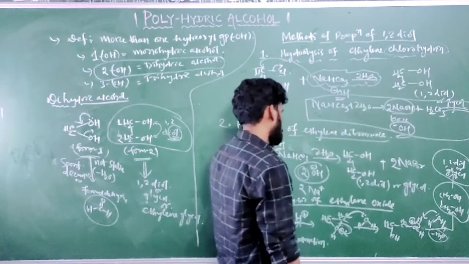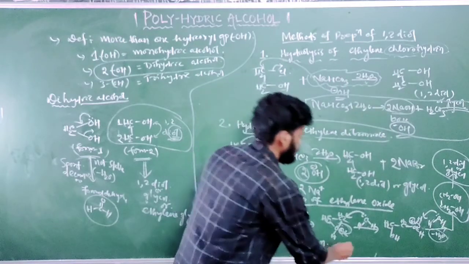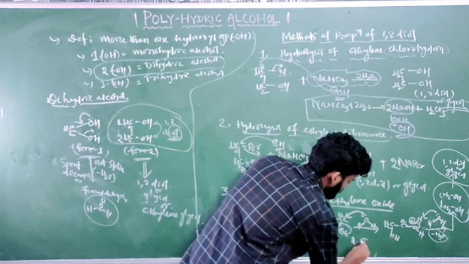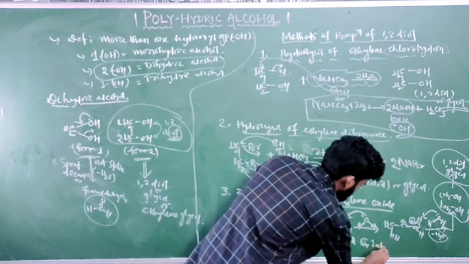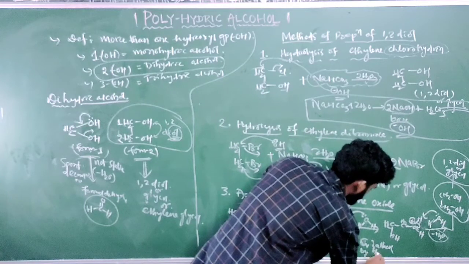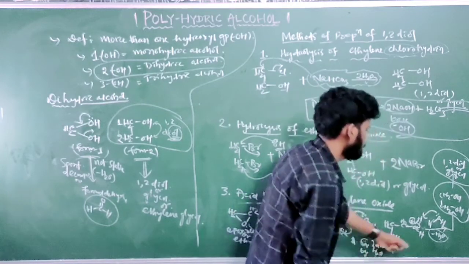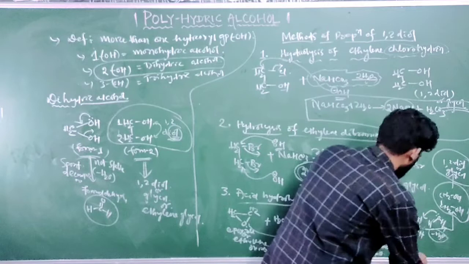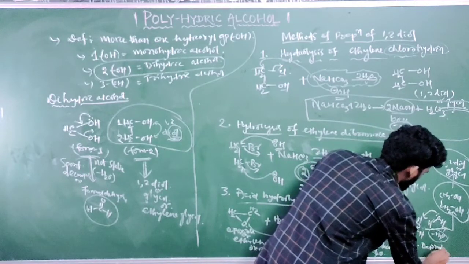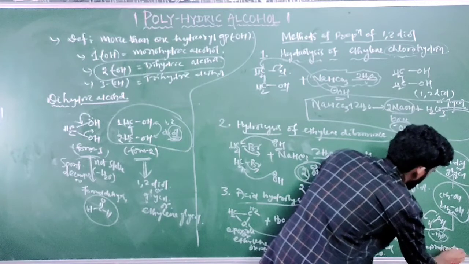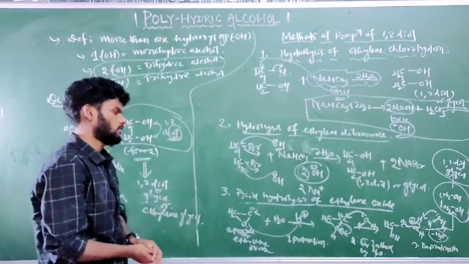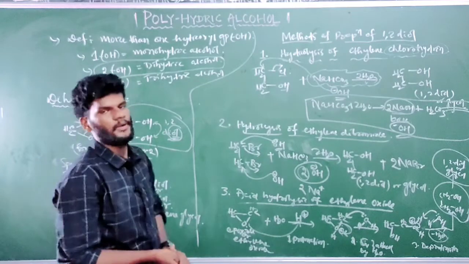1,2-diol or glycol, or ethylene glycol you can say. So this step you can write as nucleophilic or SN2 attack by water molecule. This is SN2 attack by water molecule. And this step you can write as deprotonation step. Step 3, deprotonation. Okay, so this is the third method for synthesis of 1,2-diol.